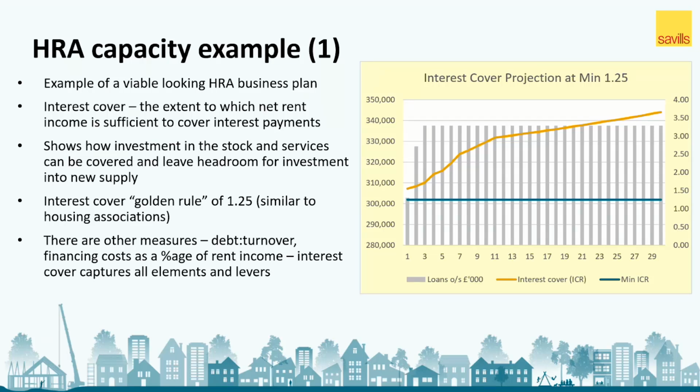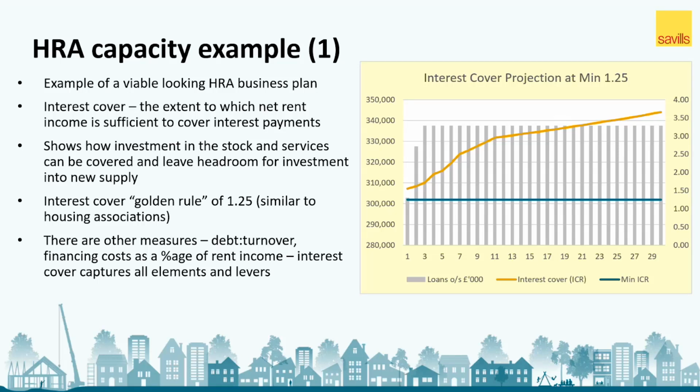So in our particular example here, our green line is a minimum interest cover metric of 1.25. That's very similar to those that are operated by housing associations. And the orange line there is the forward forecast of interest cover over the next 30 years. And as you can see, the difference between the orange line and the green line is the additional capacity for investment over the next 30 years. So you can see in this particular example, which is a viable looking HRA business plan, we see increased capacity for investment over the next 10 years, and that continues to rise over the following period. So if you're this authority, you've got bags of investment potential, bags of capacity to potentially put into new build regeneration, as well as extra investment into your existing stock.